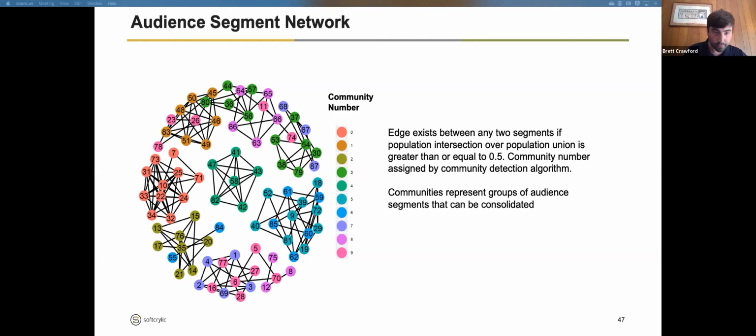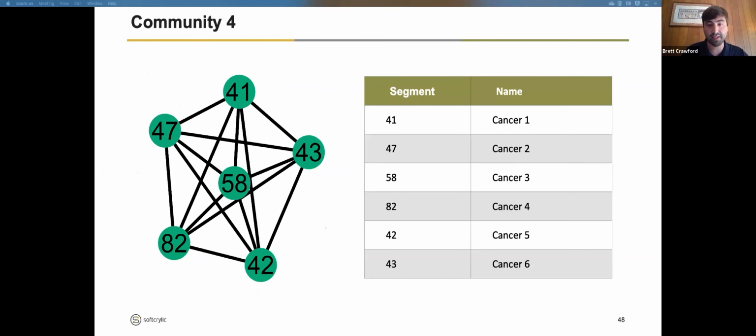For example, what was labeled community number 4 in the center, these are all segments that are different audiences, but they share essentially the same population. So these are segments that can be condensed into a single audience for more efficient marketing purposes. It's really easy to see in these visual examples, but again, I want to stress that this scales to thousands, tens of thousands of different data points.